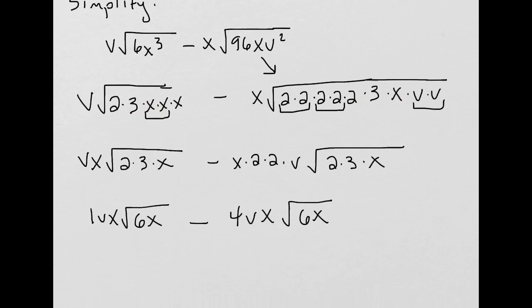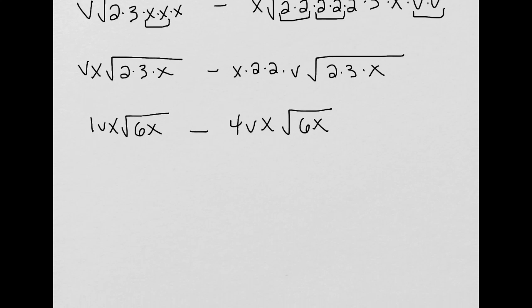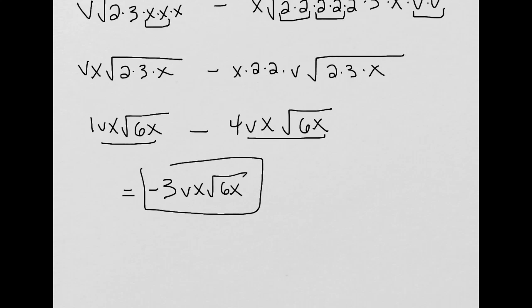And lo and behold, I think I've got some like terms here. So notice if I ignore the numbers and I just look at everything else, those are exactly the same. So that means I can combine what I have. So 1 minus 4 is negative 3. Vx square root of 6x. Remember, my common unit doesn't change when I combine like terms. So this would be my final answer.